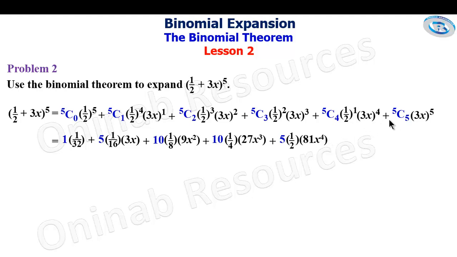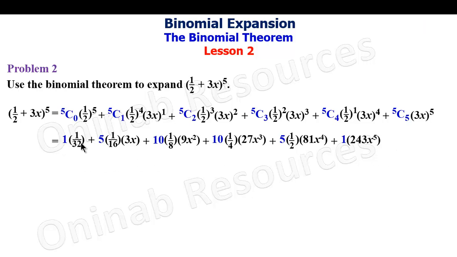so we have it as 81x raised to power 4 plus 1, then 243x raised to power 5. 3 raised to power 5 is 243, then x raised to power 5.